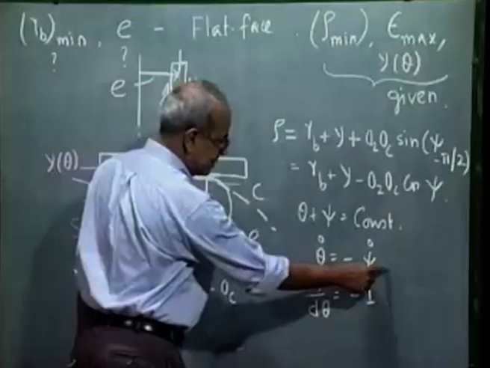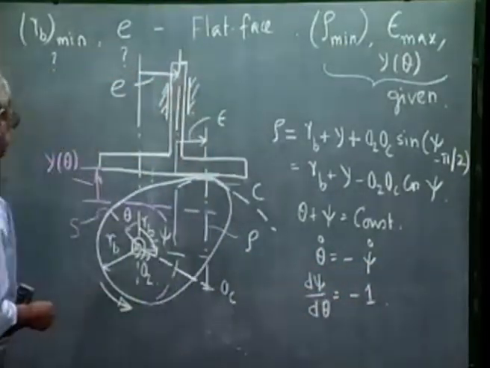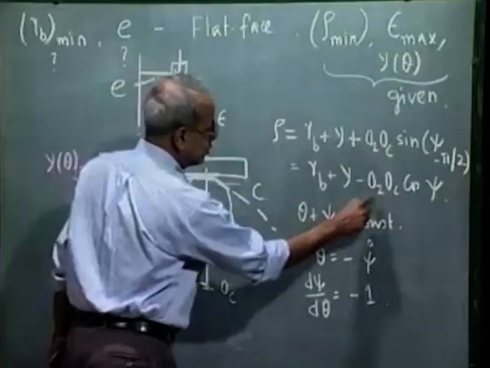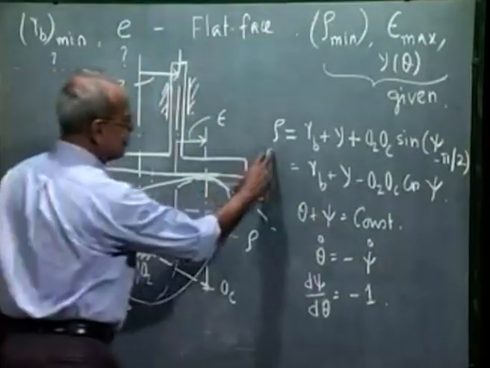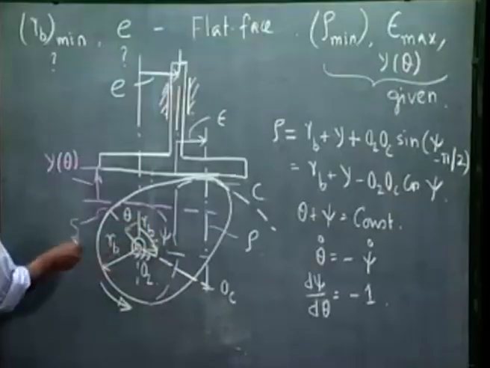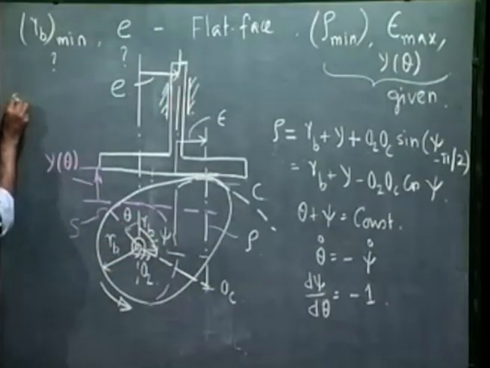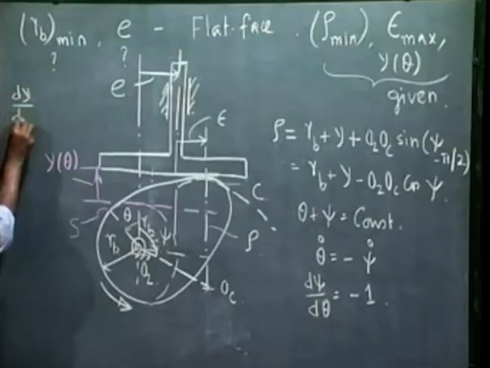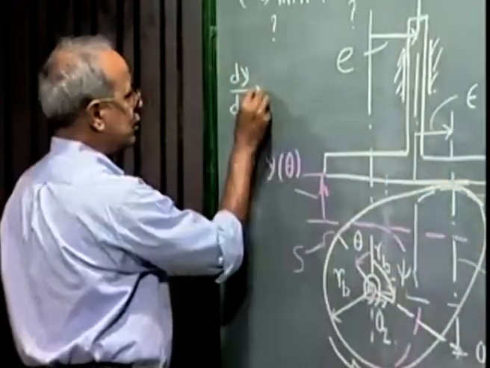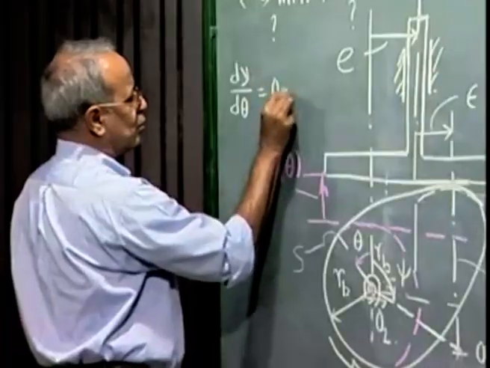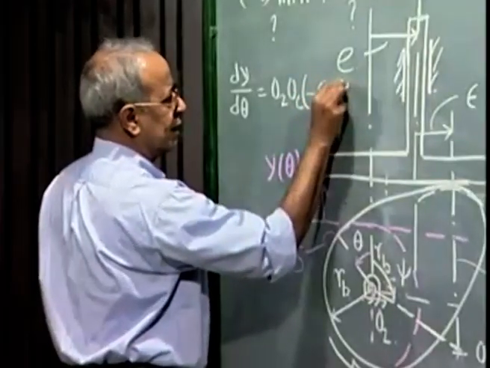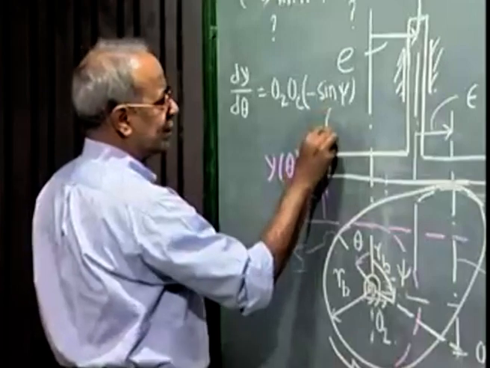d theta dt is minus d psi dt, so d psi d theta is minus 1. Now if I differentiate it once, as I said earlier, rho and O2 OC can be treated as constant, and if I differentiate with respect to theta, which is nothing but differentiating with respect to t, because theta is omega t, so we can write dy d theta is O2 OC minus sin psi into d psi d theta, which is again minus 1.